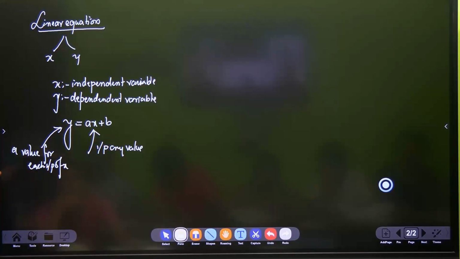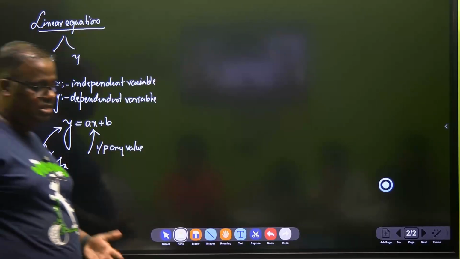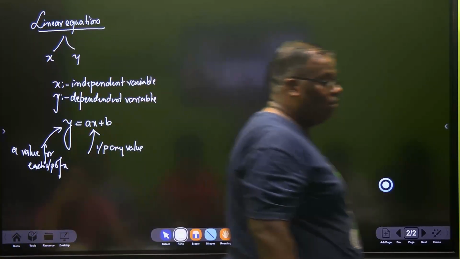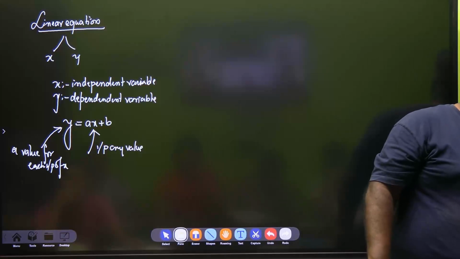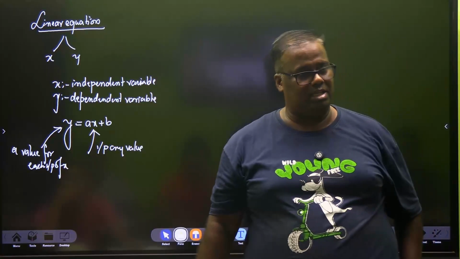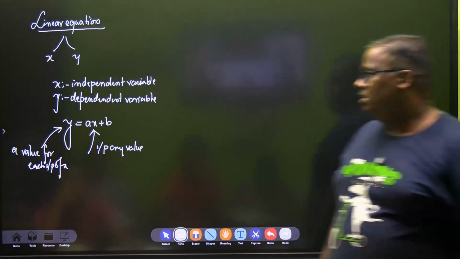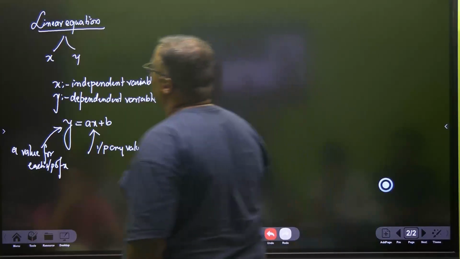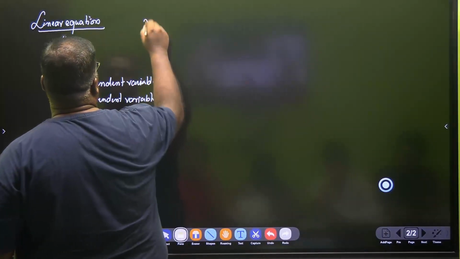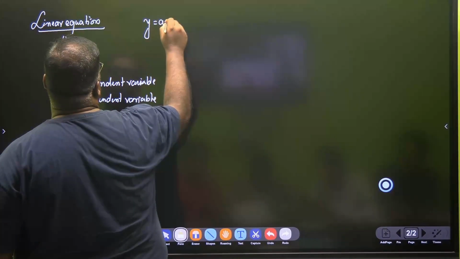So y is dependent. Y's answer will always be dependent. Dependent on what? What you take as an input for x. Is this thing understood? Right? Clear? Further, now let's take a standard equation as y equal to ax plus b.